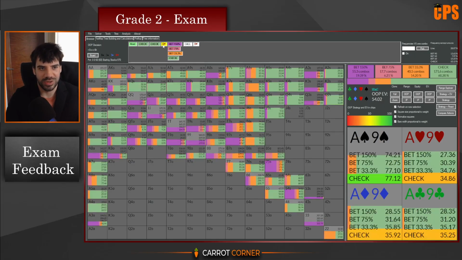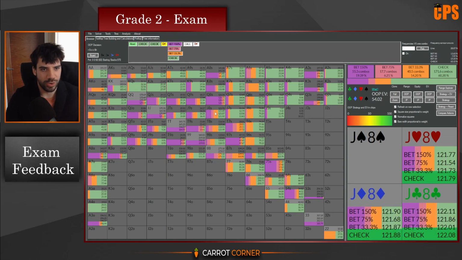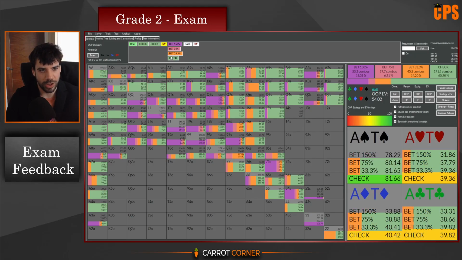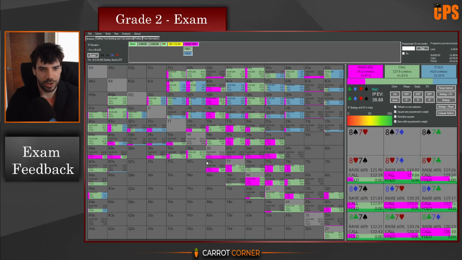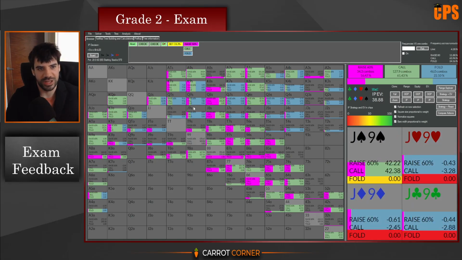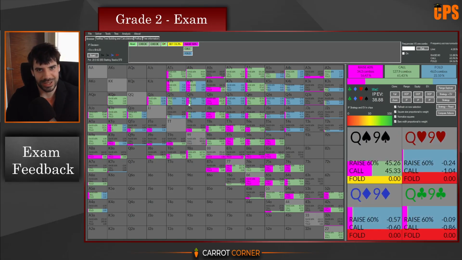The final answer to this question, to part D, is that the Jack 9 is more likely going to block some raises than the 4. When we look at what villain is going to raise here against the small bet, there will not be much 4x in there at all, but the 9 will be some of the bluff raising combos. Let's move on to question 6.